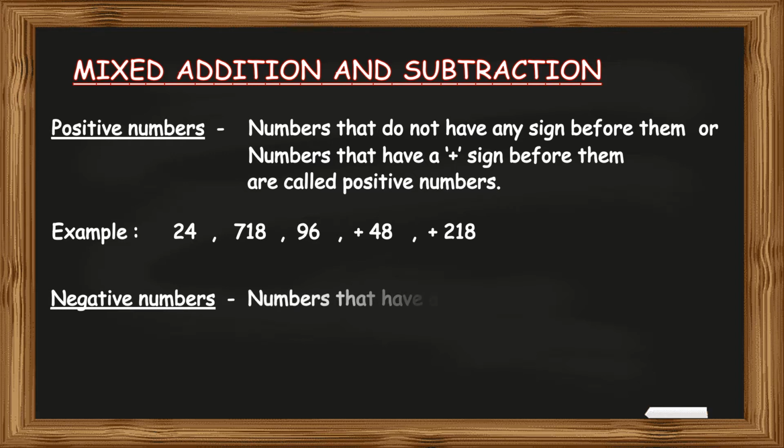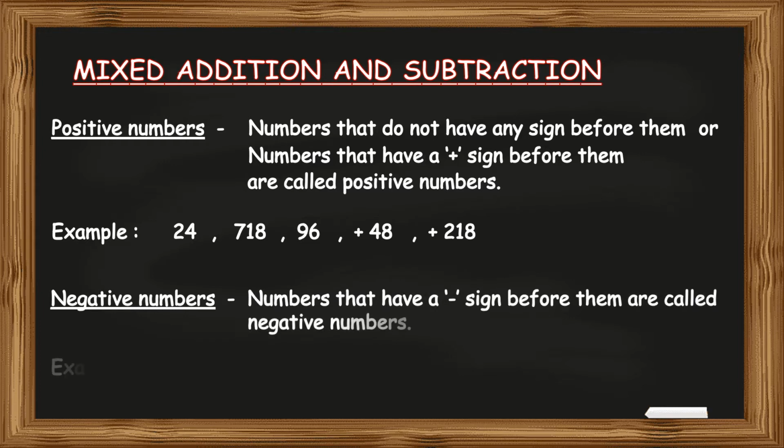Numbers that have a minus sign before them are called negative numbers. For example, minus 35, minus 905. Remember, negative numbers will always have a minus sign before them. Now that you have understood what are positive and negative numbers, let us do an exercise.